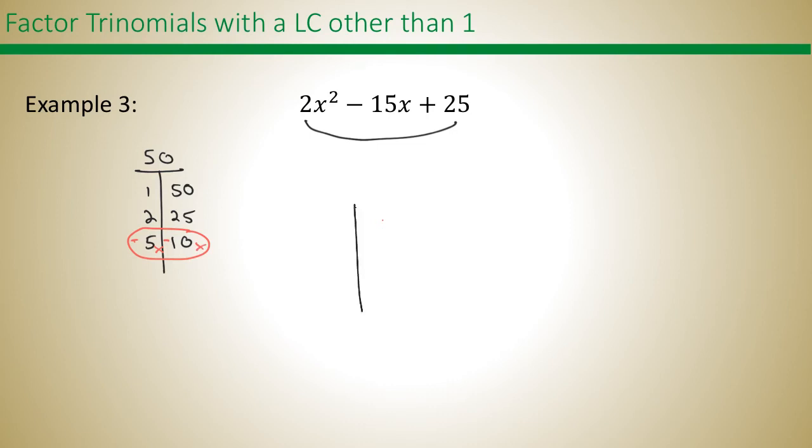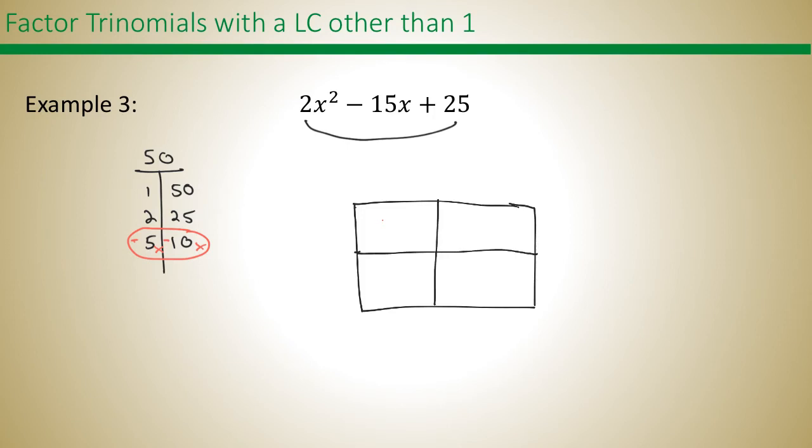So again, draw a box, okay? Split it into 4 sections, and then 2x squared goes there, 25 goes in the bottom right, and then negative 5x and negative 10x will go there and there. So now we're going to, again, factor each row and each column.